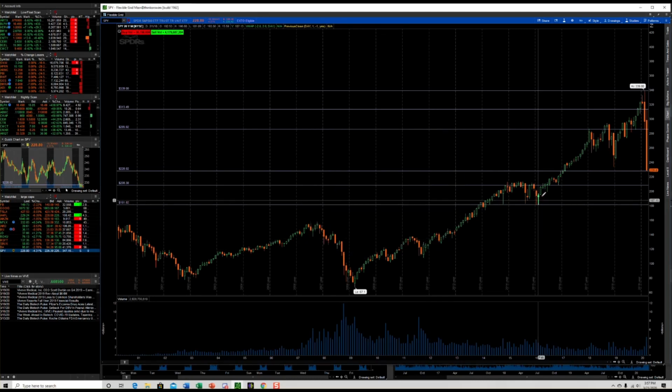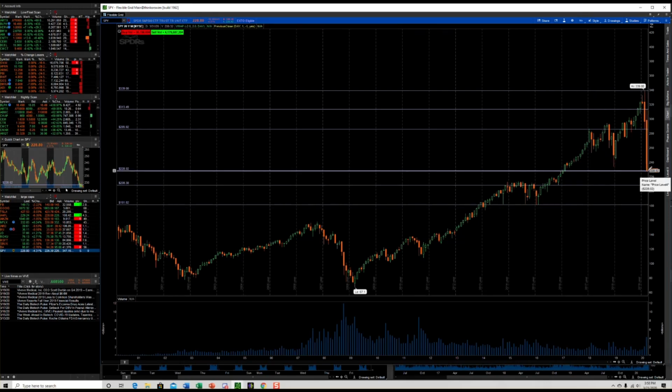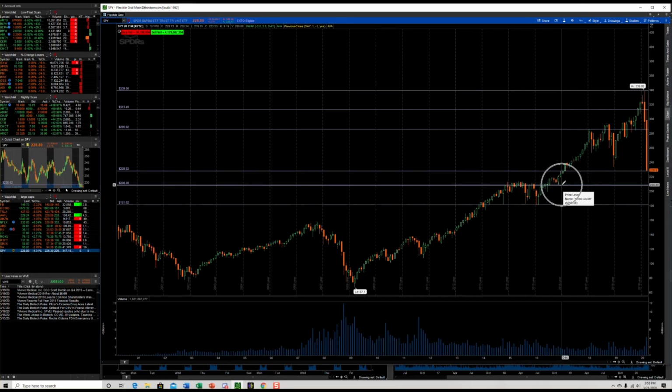All right, so this is where buyers stepped in, right? And it went up, right? This is all psychological, guys. If this doesn't hold, people who got in here are going to panic and it's going to push down. There were a lot of buyers who got in here, right? If it doesn't hold, what do you think?